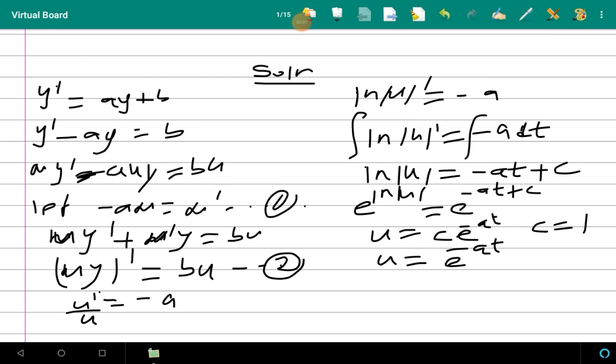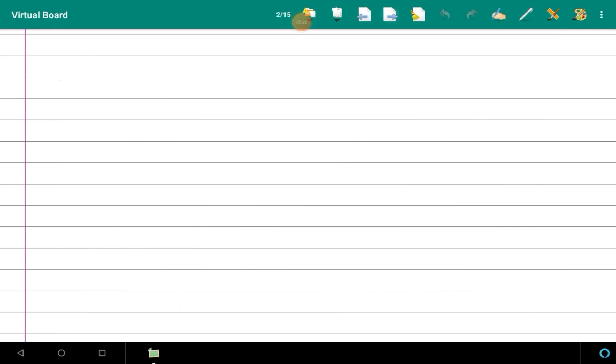Now I can substitute u inside equation 2. Wherever I see u, I substitute it. So I now have e to the power negative at times y, all prime, equal to b e to the power negative at, which is further equal to b e to the power at.